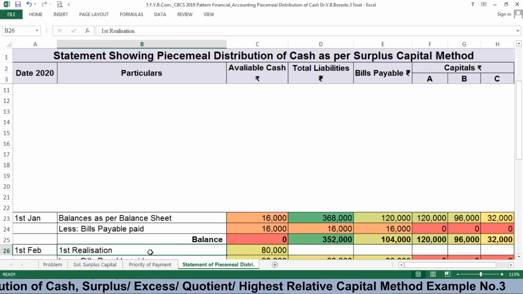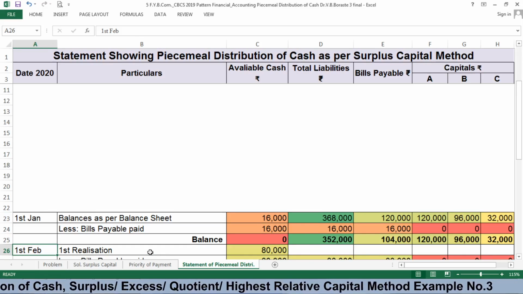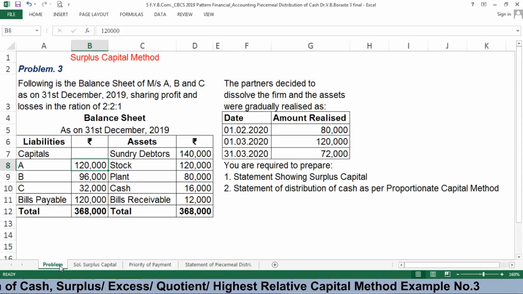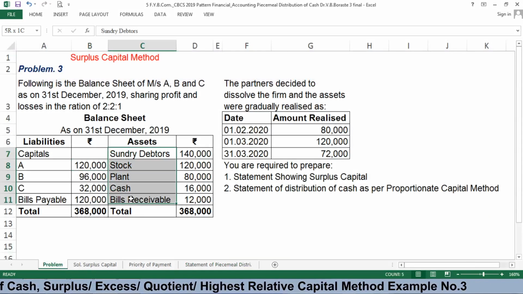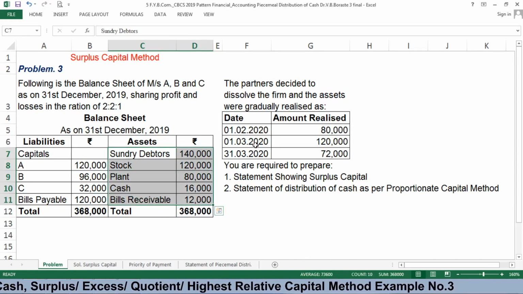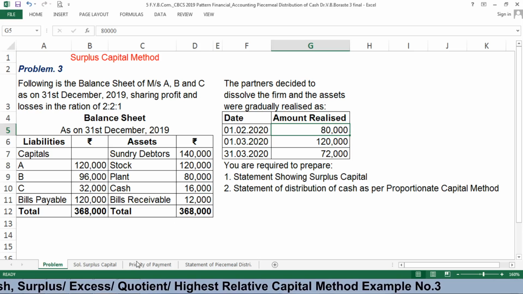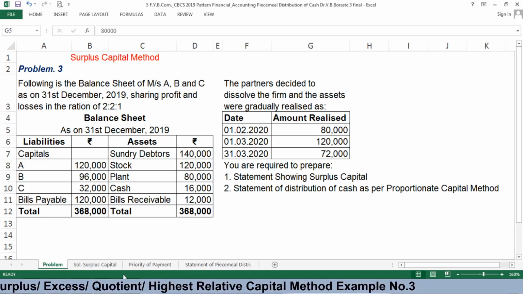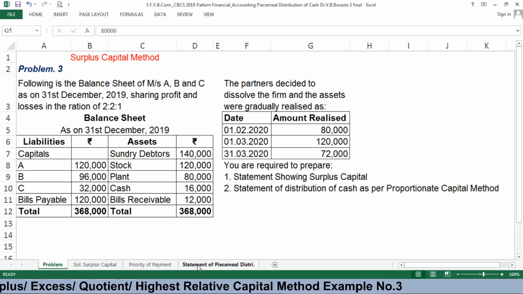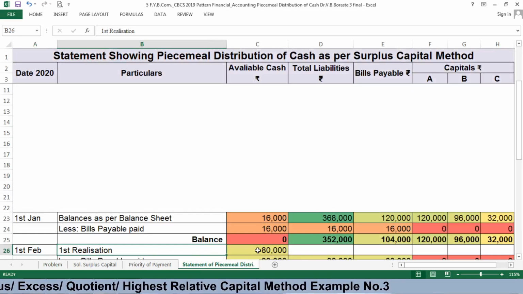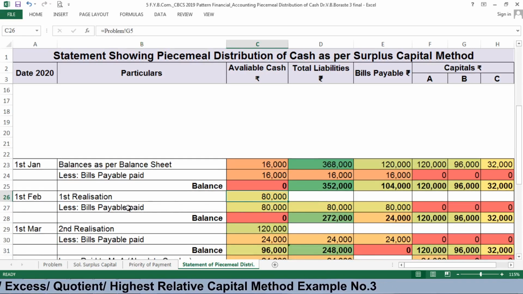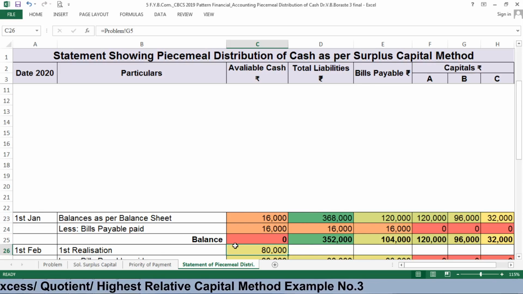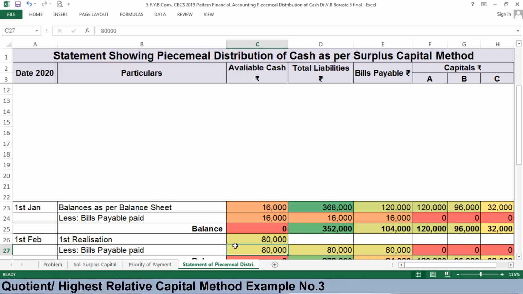In the next step we have finished all our money, so we can call a realization. Realization means an amount which is received after selling all these assets. Whatever assets you sell, you will get some money. On the 1st of February you got 80,000 as the first realization. After that, what was the bills payable amount? It was still pending 1,04,000. In this case you have 80,000, still less, so the total 80,000 will go to bills payable.